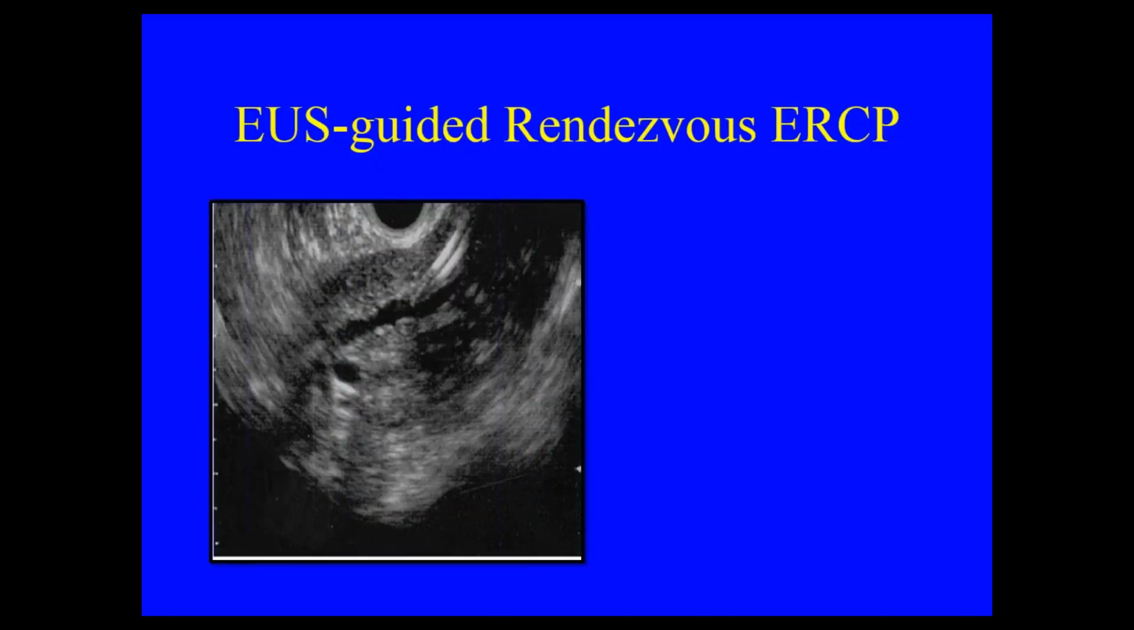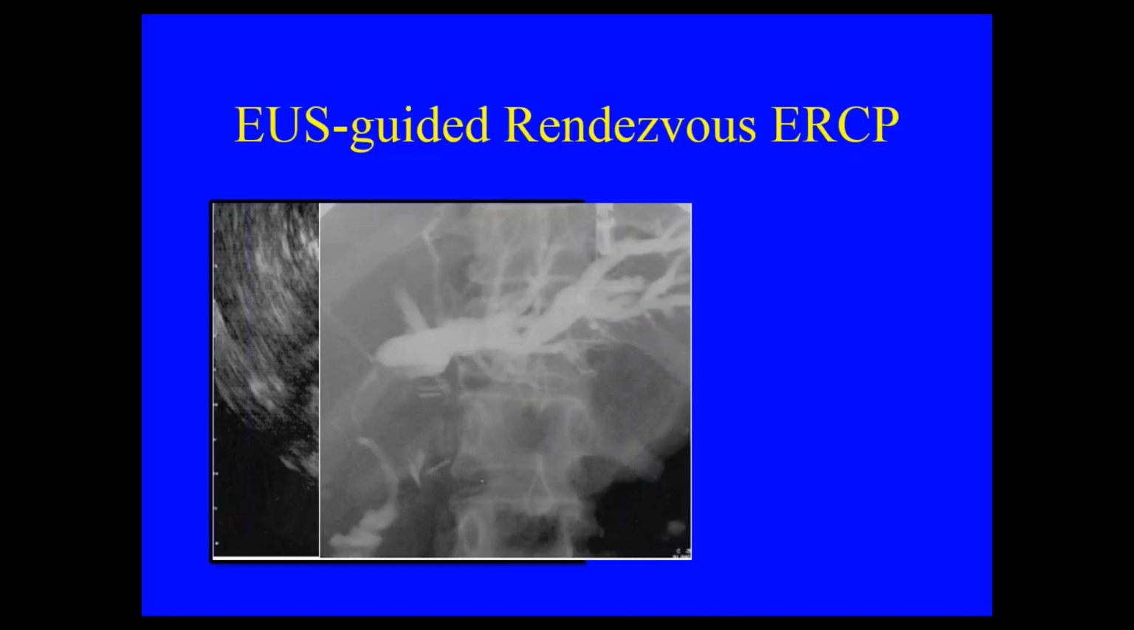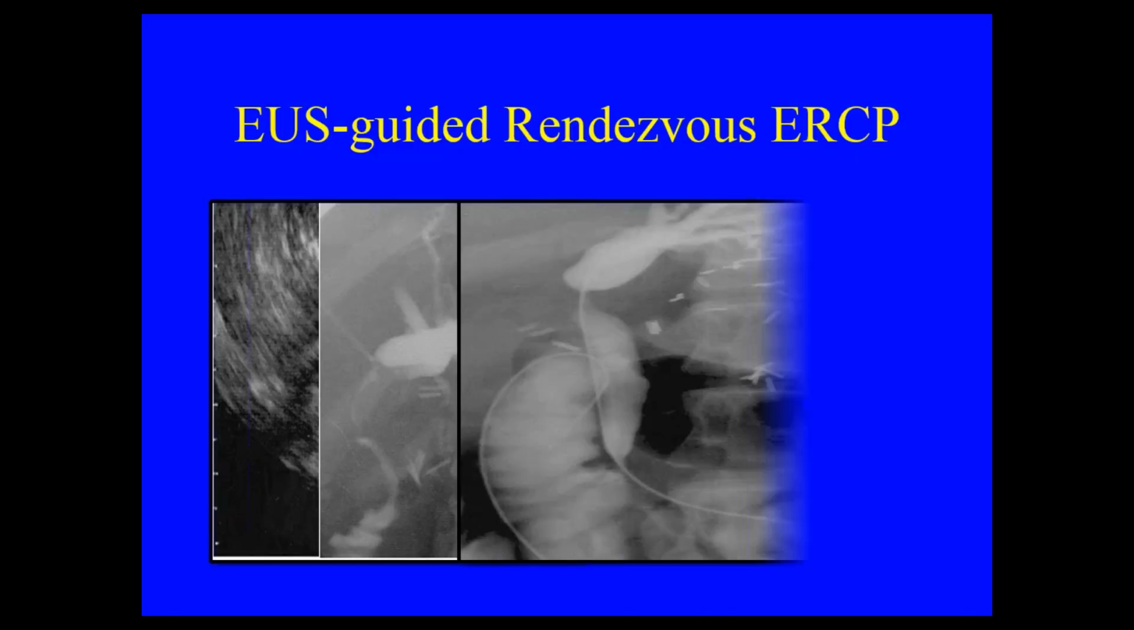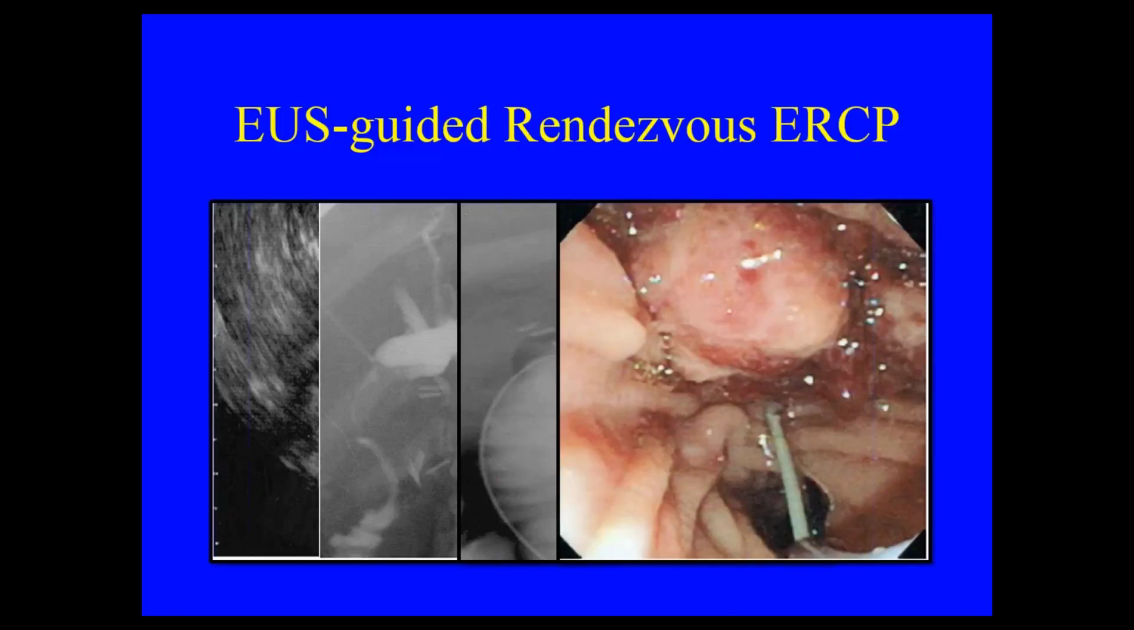So first, by having the EUS scope in the stomach, we can have great access into the left lobe of the liver, as I described. A 19-gauge needle can be used to puncture into this left-sided system, inject contrast to confirm that you're in the biliary tree, pass the wire from the stomach through the liver, through the bile duct, and coming out of the ampulla into the duodenum. Withdraw the EUS scope, go down with the ERCP scope, and now you have a wire coming out of the ampulla. You can grab the wire, pull it through the channel, and now you have access into the bile duct.